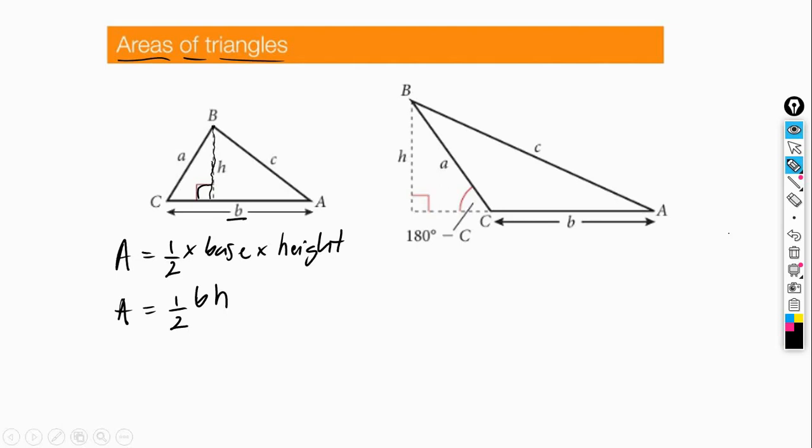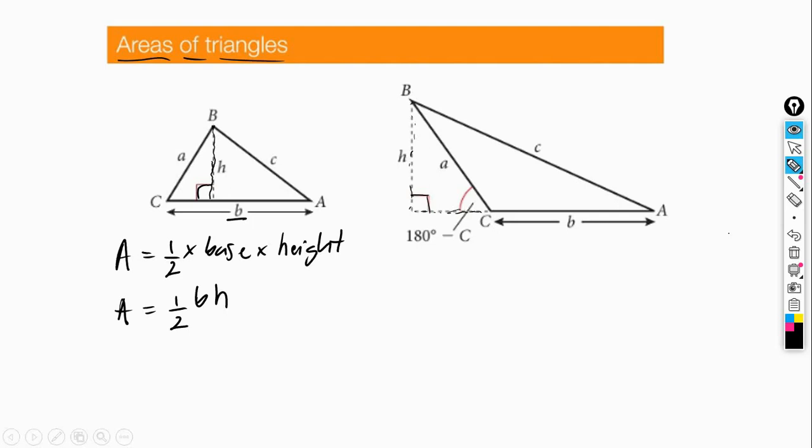Now, if we look at the triangle on the right-hand side, because this triangle is obtuse, the height is actually outside the triangle, as you can see on this dotted line of the height of triangle ABC. We draw a perpendicular, and we have to extend the base here.